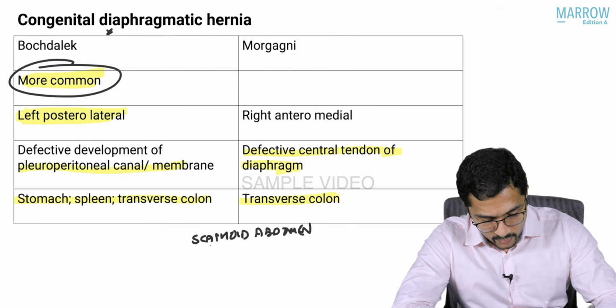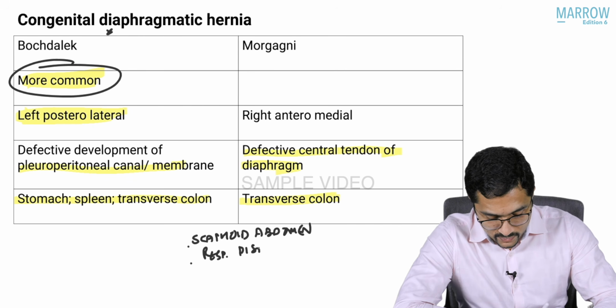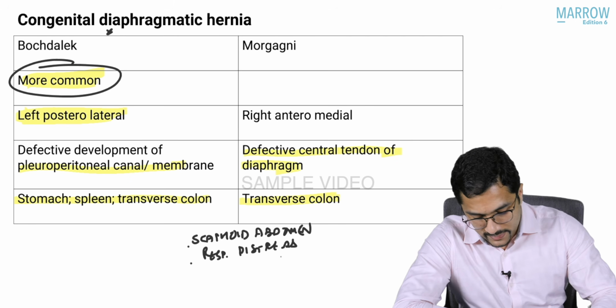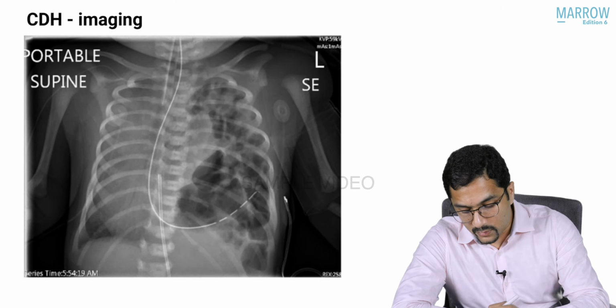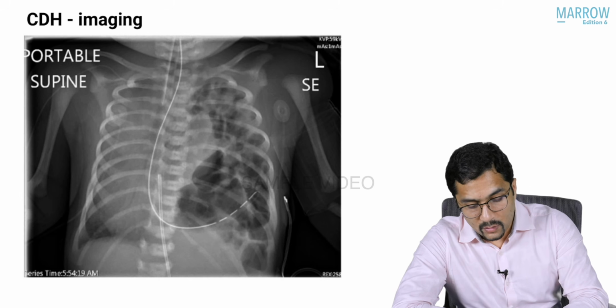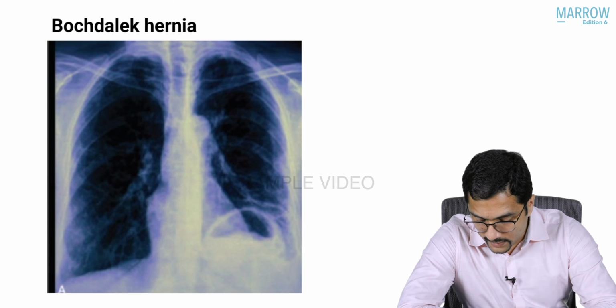The clinical features with CDH: the patient is going to have a scaphoid abdomen and respiratory distress. This is what congenital diaphragmatic hernia looks like on imaging. These days it can also be detected on prenatal scans. This is what a Bochdalek hernia would look like.